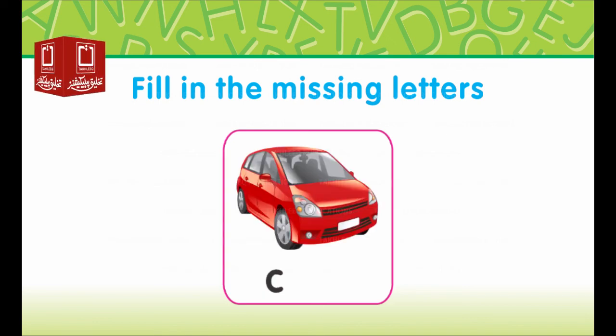Here we see the picture of a car. Here is written C dash R. The spellings of car are C A R, car. Here letter A is missed. So we write here A.